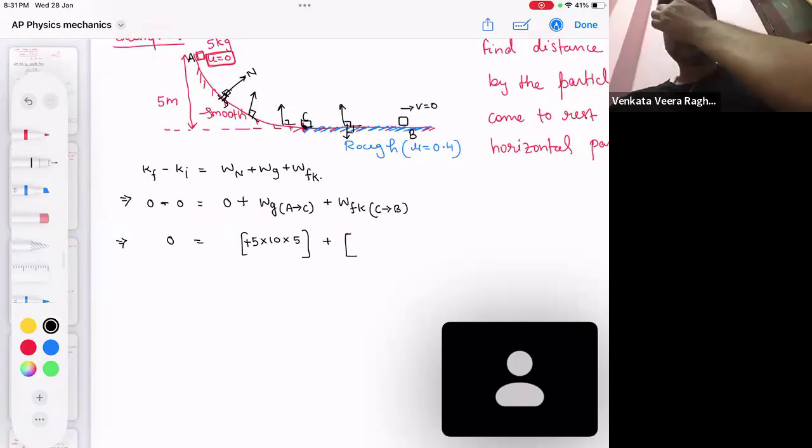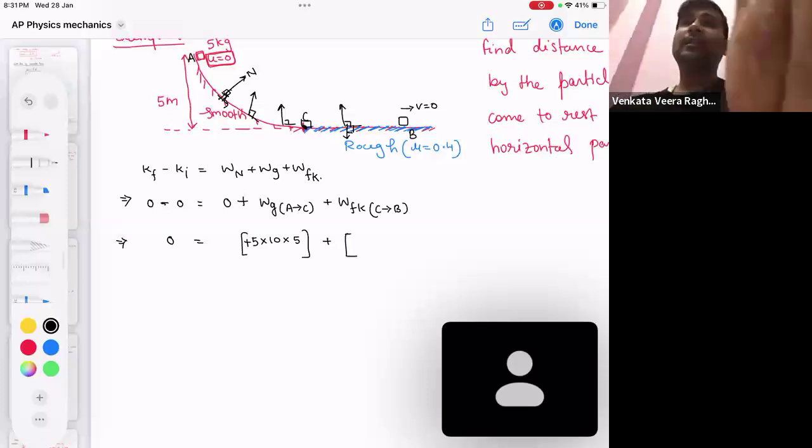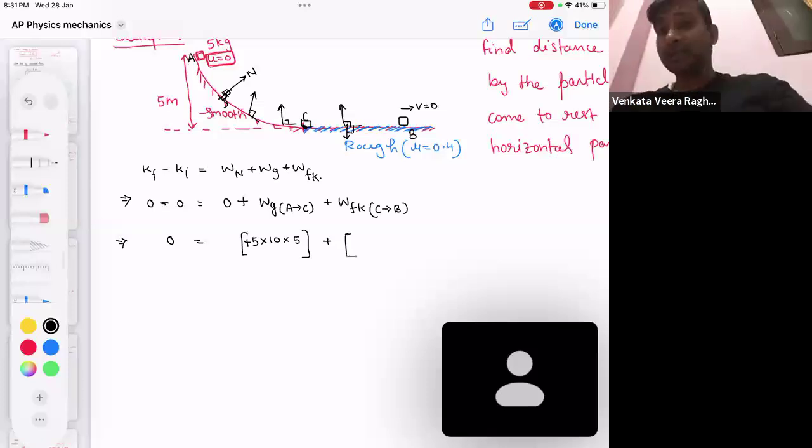Next, work done by kinetic friction, negative. Why? Because when the body is sliding on the horizontal portion, that friction will be acting towards left. Body is sliding towards right. So that means kinetic friction will be doing negative work. How much? Minus. How much is the friction force? It is going to be mu into normal, kinetic friction, normal is 50. So that is the friction force.